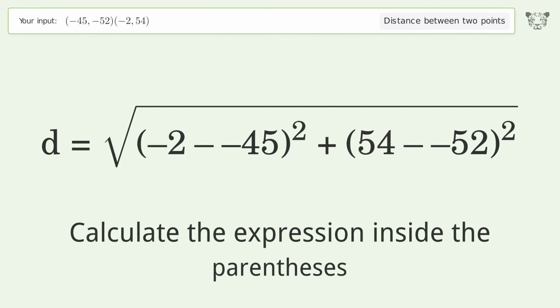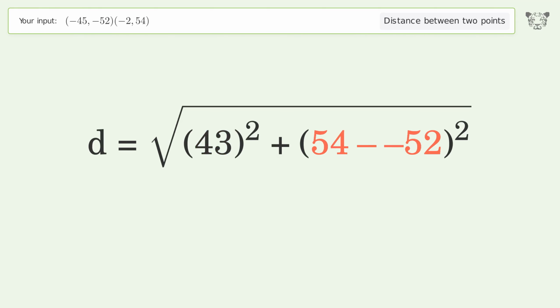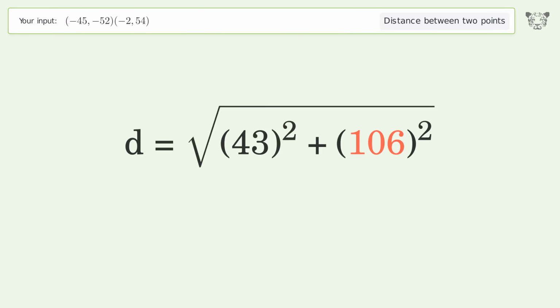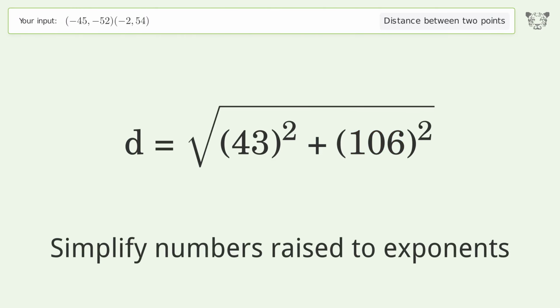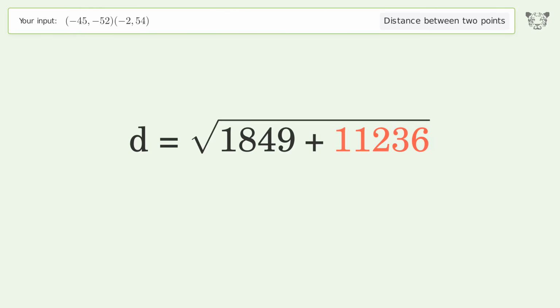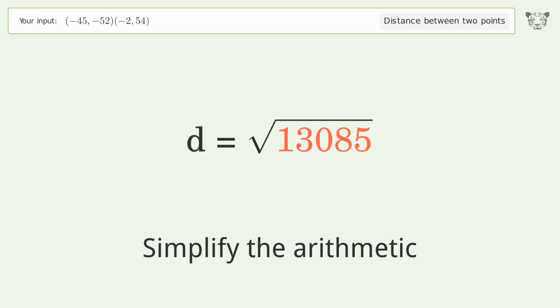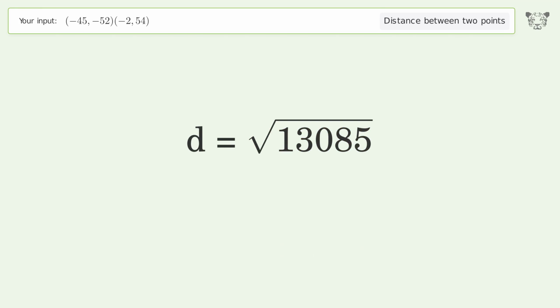Calculate the expression inside the parentheses. Simplify numbers raised to exponents. Simplify the arithmetic. And so the distance between the 2 points is the square root of 13,085 or 114.39.